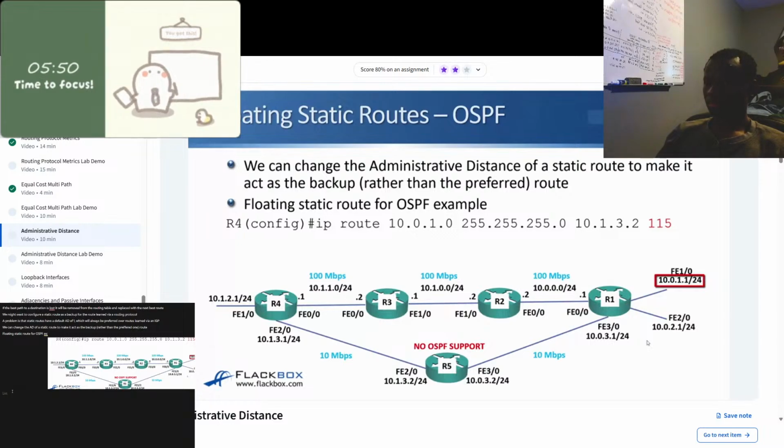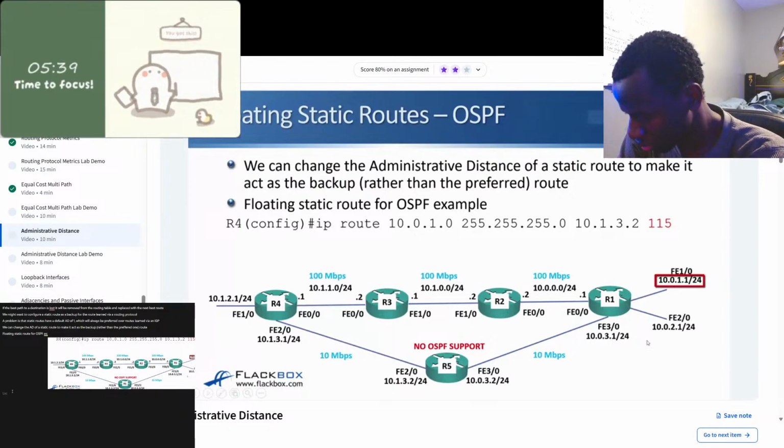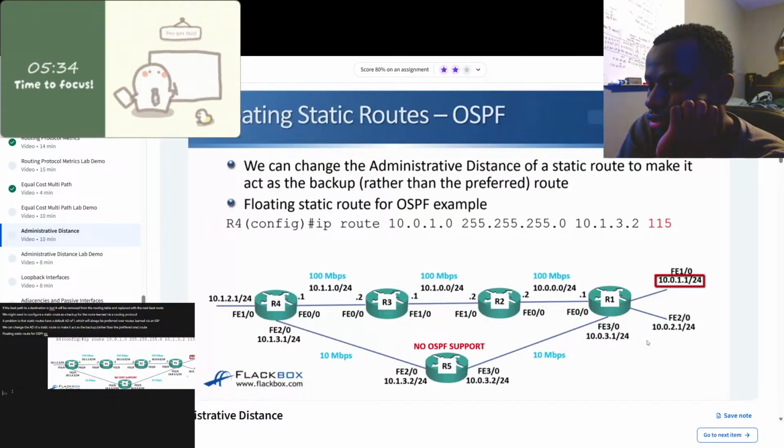So the command we enter is IP route 10.0.1.0 255.255.255.0 10.1.3.2, selecting R5 as the next hop, and then we put in an extra keyword at the end here, we say 115. That sets an AD of 115, which is higher than the OSPF AD of 110, so this will be used as a backup route. Now obviously we'd also need to add static routes coming back in the other direction along the bottom path, and we'd also need a static route going from R5 to R1.